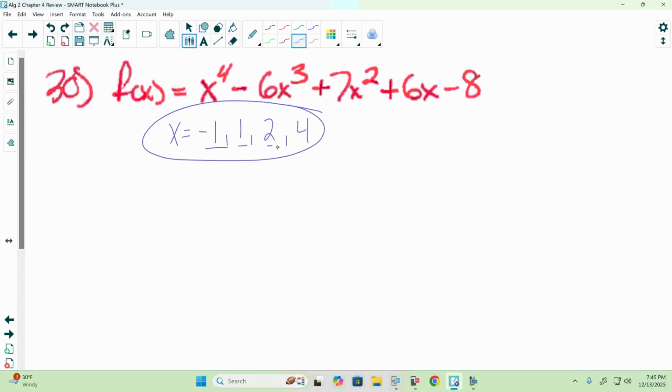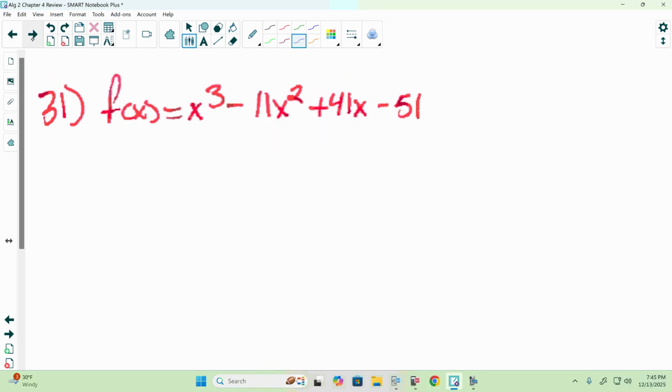I have 1, 2, 3, 4 solutions. The degree is 4. I have 4 solutions. I am done. I do not have to do anything. I don't have to solve anything because the graphing calculator, we graphed it and found all 4 zeros. We're finished. We're moving on.